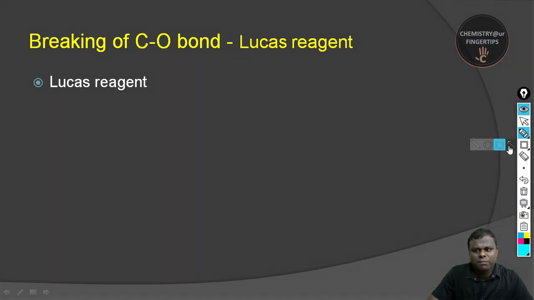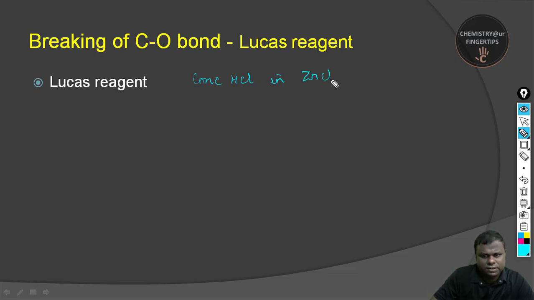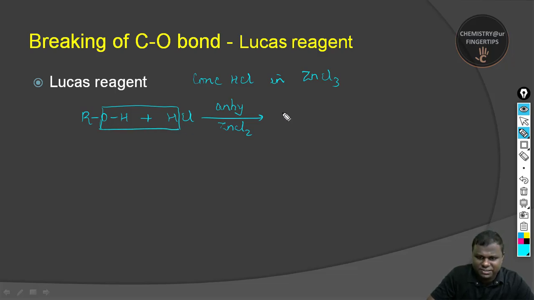Now, लुकास रिएजेंट के बारे में ऑलरेडी आपने एक वीडियो में पढ़ा है, राइट? So Lucas reagent बेसिकली है क्या? लुकास रिएजेंट है बेसिकली concentrated HCl in anhydrous ZnCl2, correct? सो बेसिकली रिएक्शन होता कैसे है? तो you have this ROH, right? This is treated with HCl in presence of anhydrous ZnCl2 as a catalyst, right? तो इसमें क्या होगा? OH और H निकल जाएगा और हमें मिलेगा RCl, right?